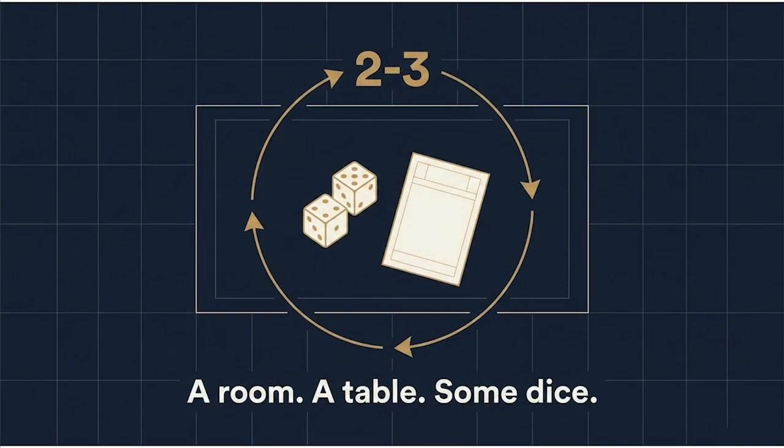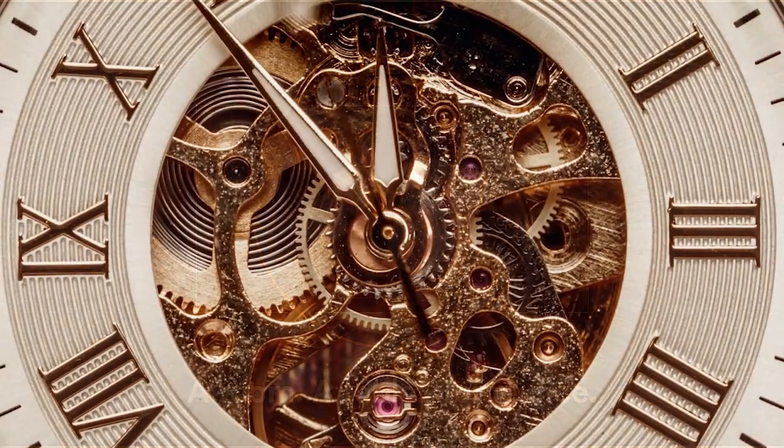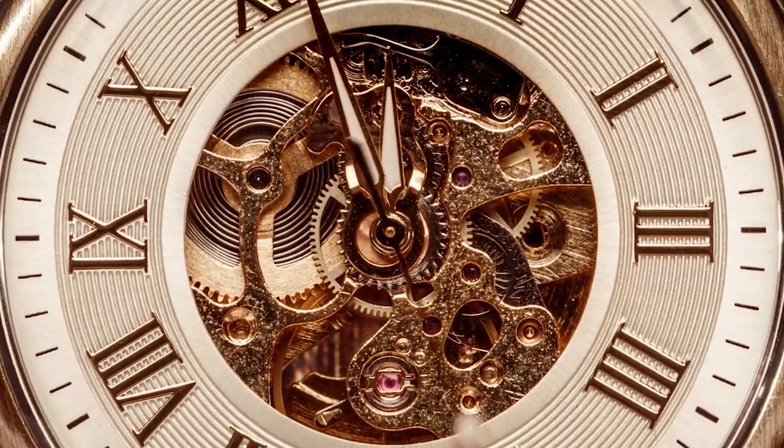Running a matrix game is simpler than you might think. You need a room, maybe a table, some dice, and prep material so your players understand the scenario going in. A session typically runs 2 to 3 hours and unfolds in rounds.